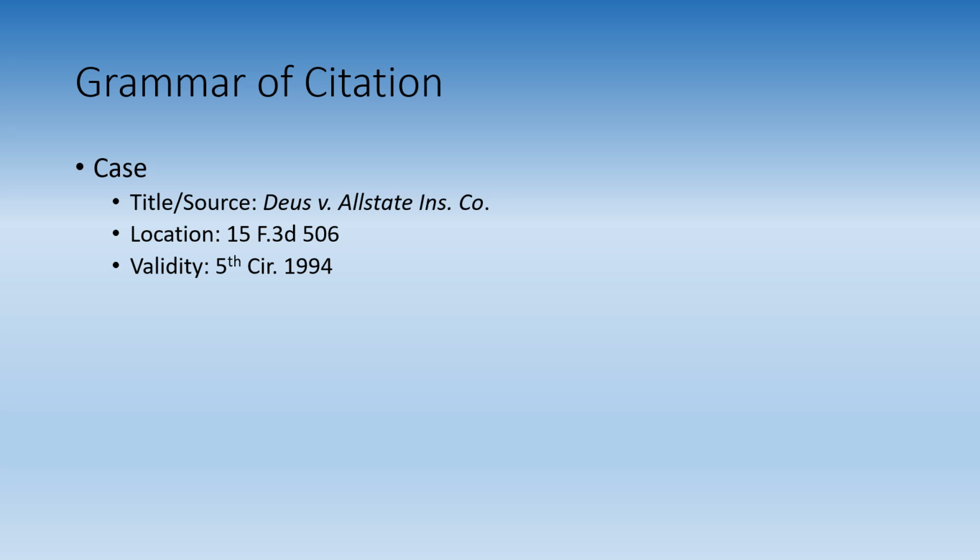And so if you're missing any one of those pieces, it's not going to be as useful to your reader. Remember, your reader is going to want to look up your source, so you need the location information, and then your reader wants to know at a glance, is this binding or is this something that I don't have to pay attention to? Is it only persuasive?